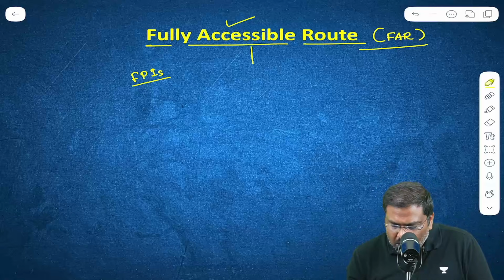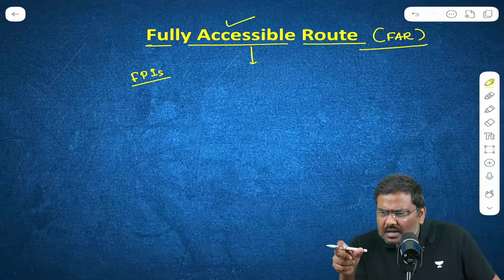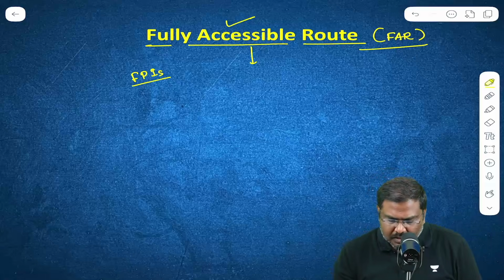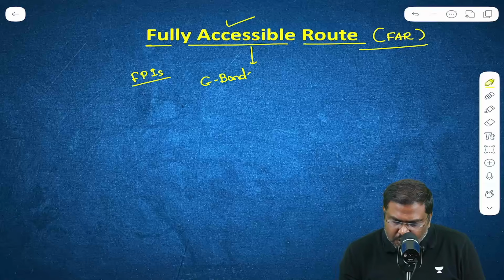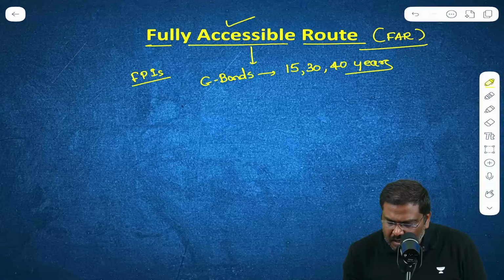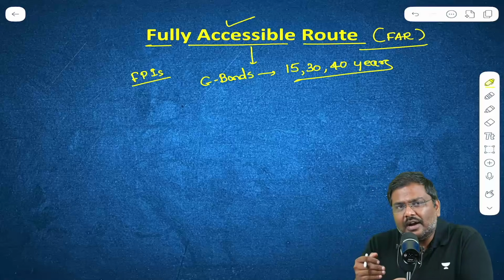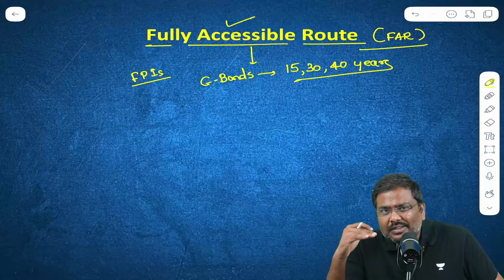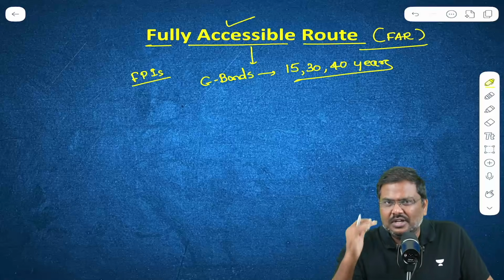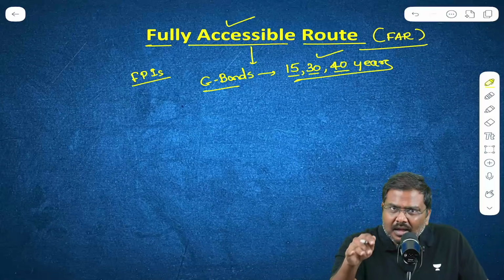Under the fully accessible route, the kind of government bonds which are notified by the RBI and covered under this route, now the coverage of the instruments has been expanded. The government bonds with maturity of 15 years, 30 years and 40 years will be covered under FAR. And the benefit of FAR is that the foreign investors do not have to stick to the guidelines, thresholds or restrictions which are generally very strict, much more stringent, under the general route. So the government bonds of 15, 30 and 40 years now have been included under FAR.